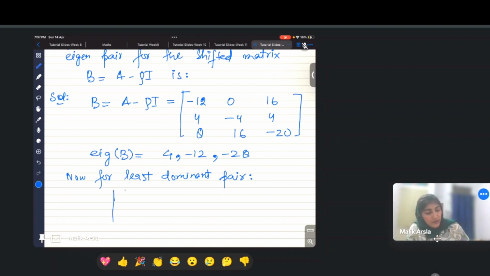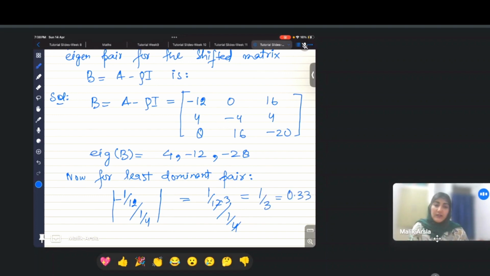And it will be what? 1 by 12 will be subdominant and 1 by 4 will be dominant, because you're taking the magnitude, otherwise it is negative here. So it will be 1 by 12 divided by 1 by 4. It will be 1 by 3, which is equal to 0.33.